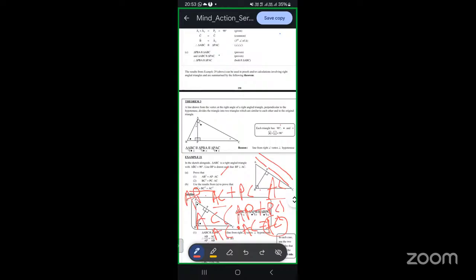Does this one make sense to you guys? Please repeat it, last answer. All right. So let me just re-explain it from the start.